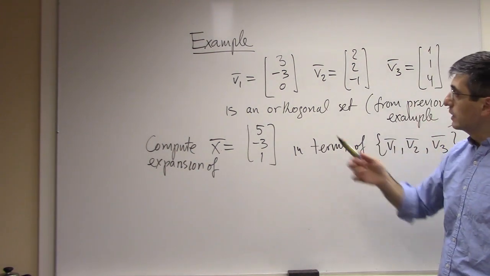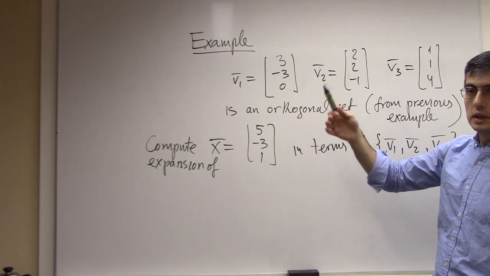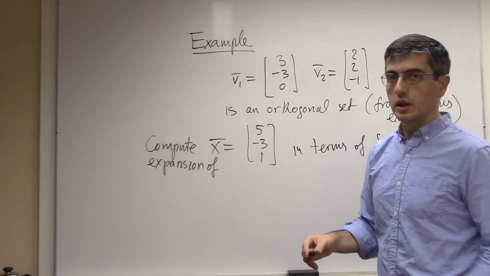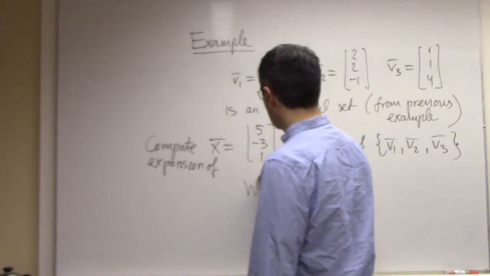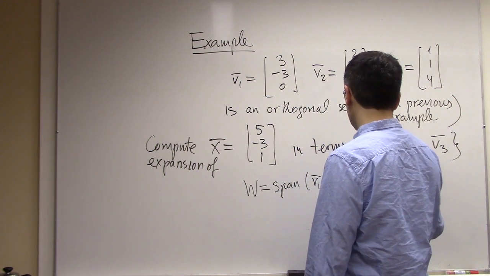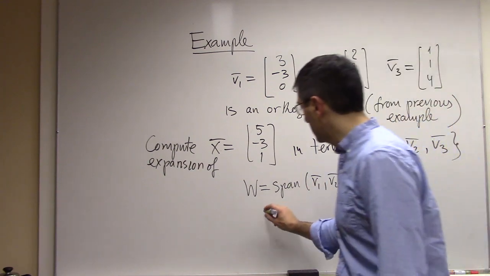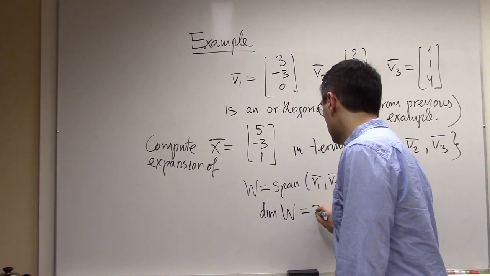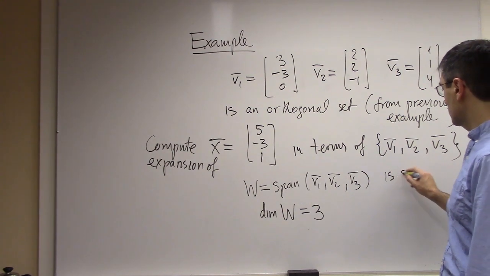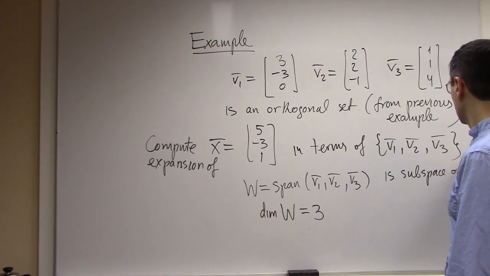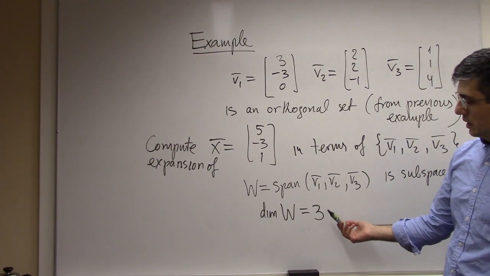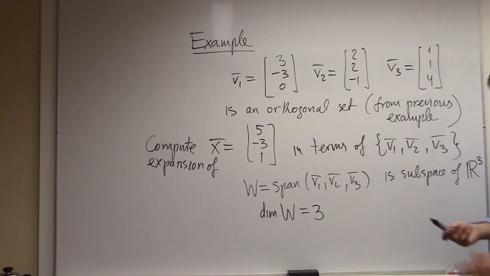Remember that if you have m linearly independent vectors, then the span is a subspace of dimension m. So if we take W to be the span of v1, v2, v3, because they are linearly independent, the dimension of W will be 3. But on the other hand, this W is a subspace of R3, which also has dimension 3, and that means that W has to be the whole space.